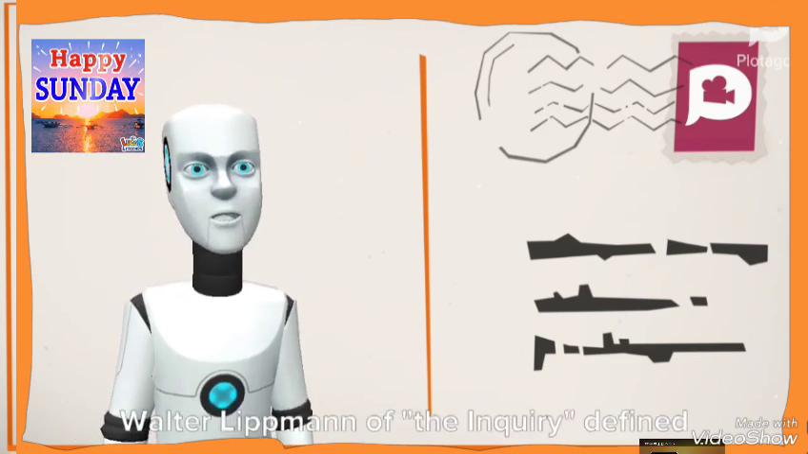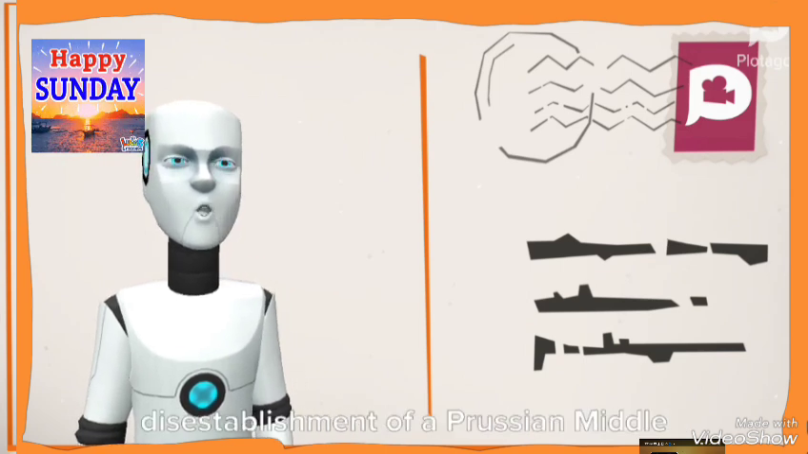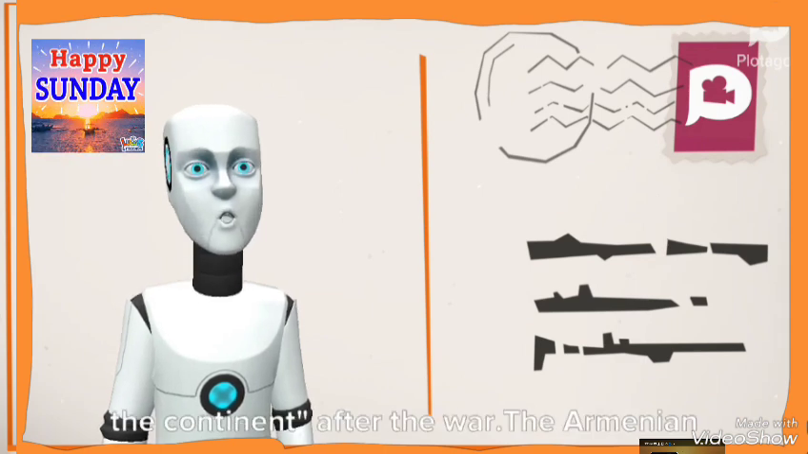Walter Lippmann of the Inquiry defined the main American war aim as the disestablishment of a Prussian Middle Europe and to find a way to prevent Germany from being the master of the continent after the war.